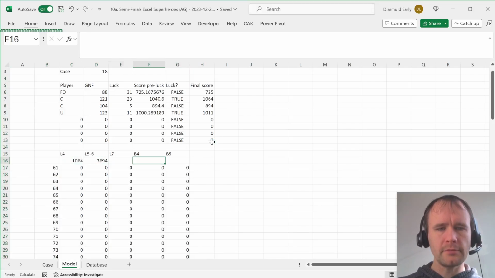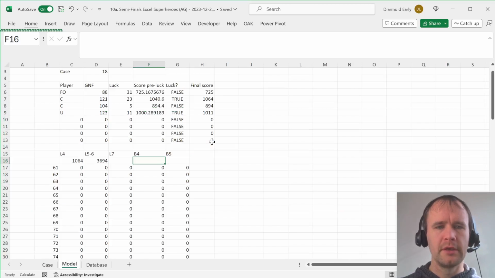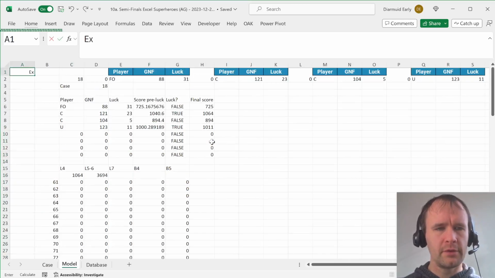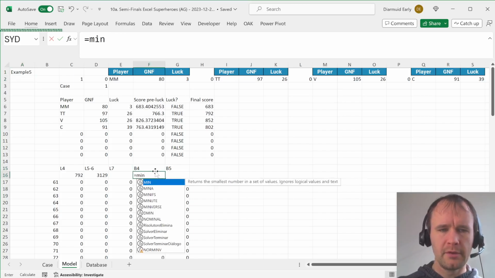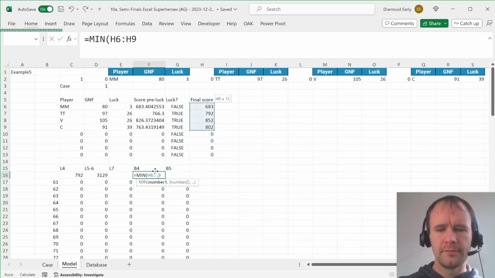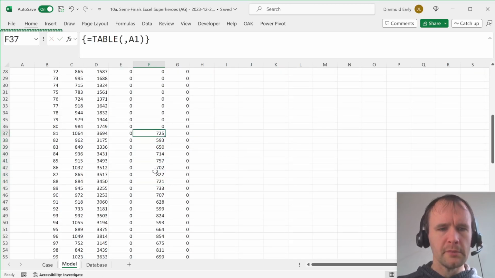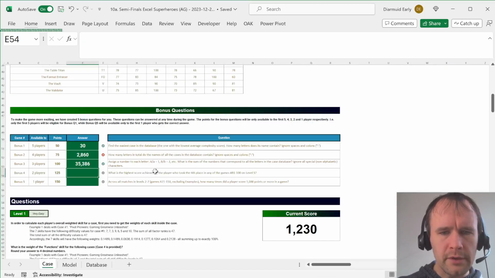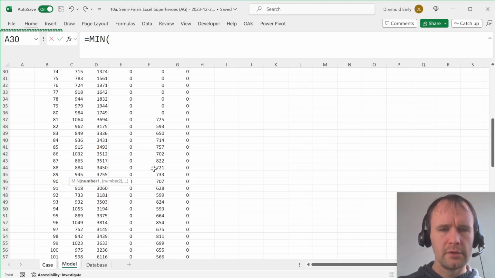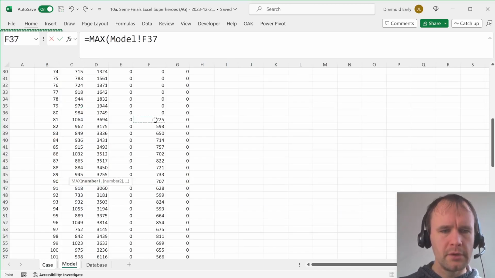Okay. So for B4, I'm interested in the highest score achieved by the player who took fourth place. And level 5 is, I think, the one where there only are four players. Yes. So that's just going to be the min of these. Then we recalculate. We go to level 5. And it's this range, right? 100 to, yes. So it's going to be min of, no, sorry, highest score of the losers. So it's going to be here, down to 100.